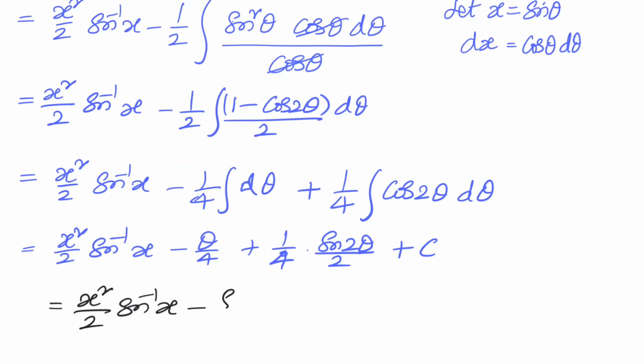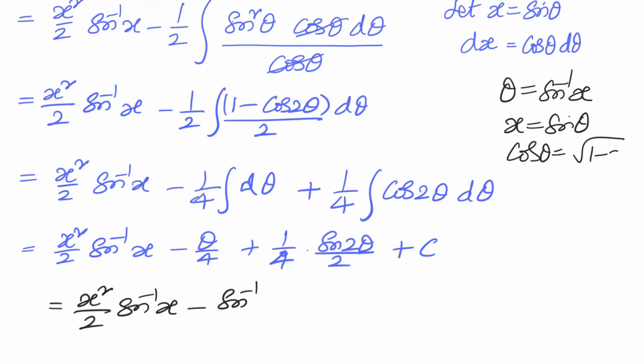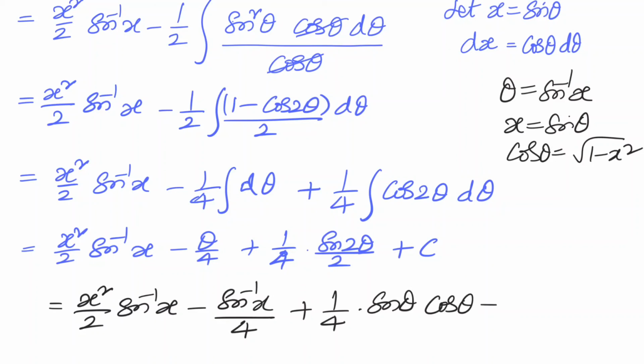So we can write x square by 2 sine inverse x minus, theta is sine inverse x, so I can write 1 by 4 sine inverse x plus 1 by 4 into sine 2 theta by 2, that is 2 sine theta cos theta by 2. 2 and 2 will cancel. So we can write 1 by 4 into sine theta cos theta plus c.